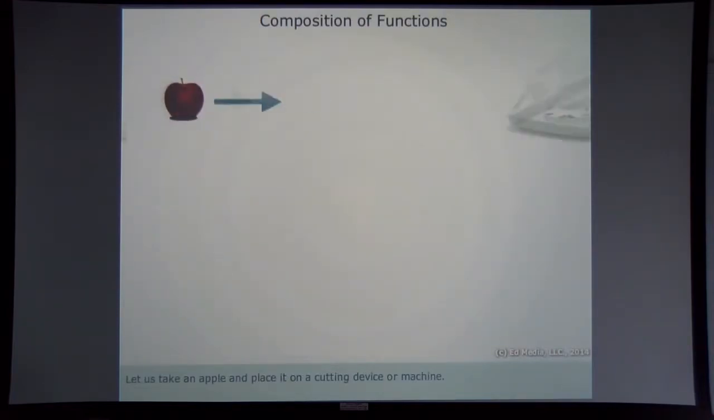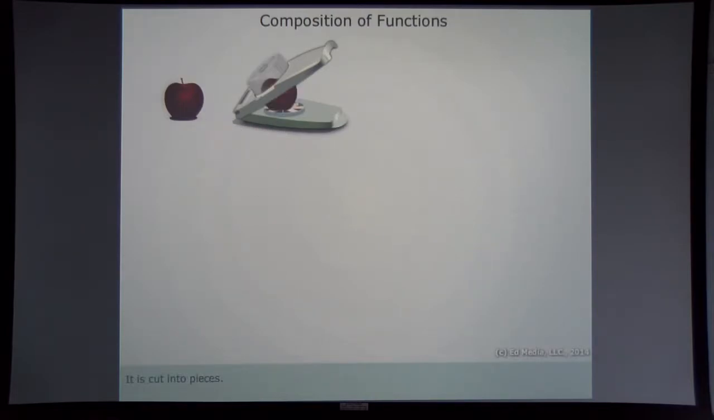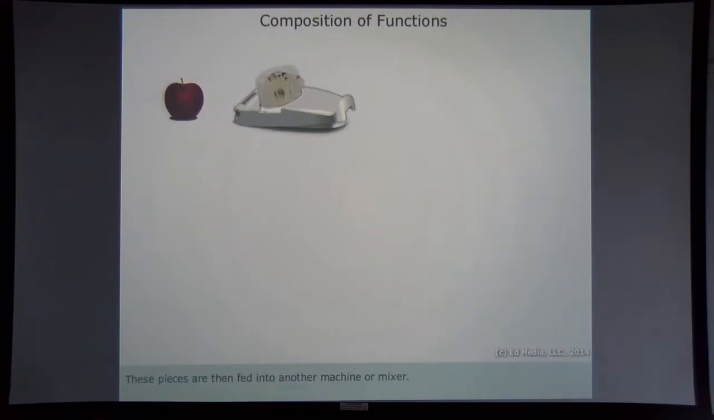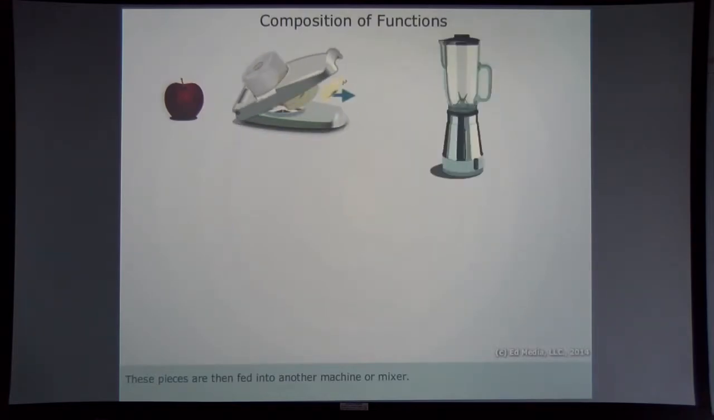This animation illustrates how the composition of 2 functions takes place. Let us take an apple and place it on a cutting device or machine. It is cut into pieces. These pieces are then fed into another machine or mixer. The mixer crushes the apple pieces and turns them into a puree or juice. So, in the process, an apple is converted into apple juice.